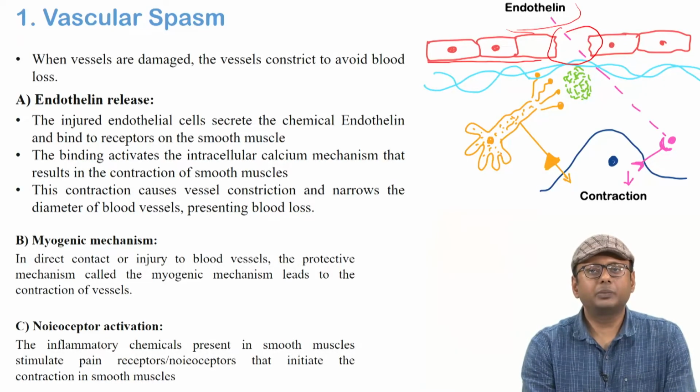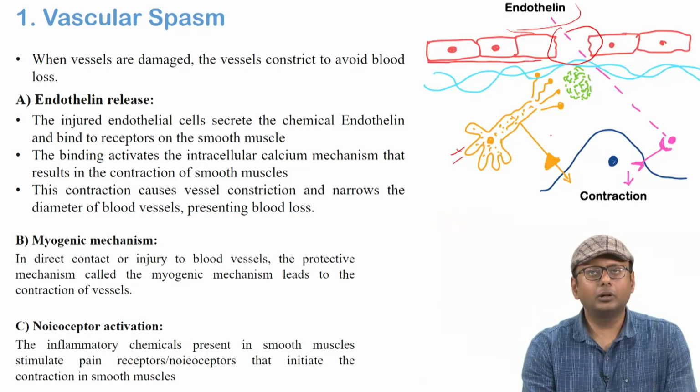Also, whenever there is a direct injury to the smooth muscle, a myogenic mechanism of contraction can also happen. And there is another mechanism called nociceptor activation. You can see these nerves. Whenever there is an injury, different molecules, such as histamines and others, get secreted. These molecules can activate the nociceptor. By activating the nociceptor, this again promotes muscle contraction.